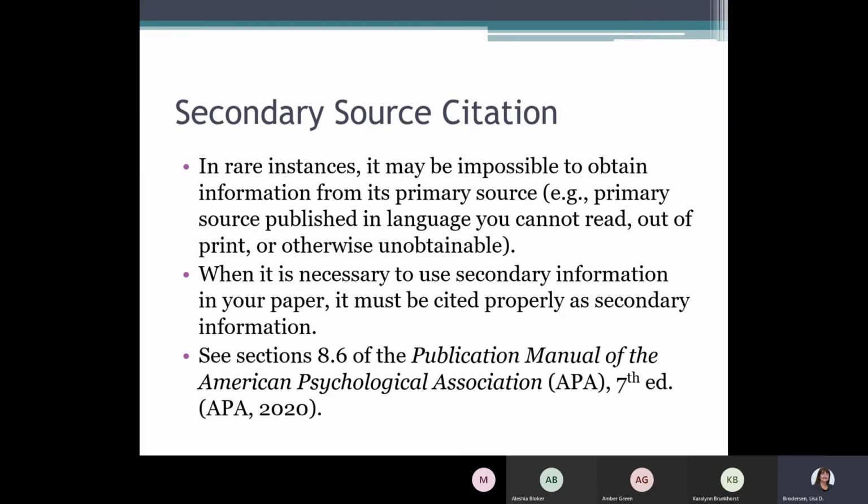Okay, so rarely is it impossible to obtain the direct source of information or the primary source of information you have come across in a secondary source of that information. If the primary source is published in a language you can't read, or it is out of print or otherwise unobtainable, then it's acceptable to cite the information secondhand. Secondary source citation technique is described in the APA manual, in section 8.6. It's a very short section. It tells you how to format a secondary source citation. But in any case, I want you to avoid that unless it's impossible to do so.